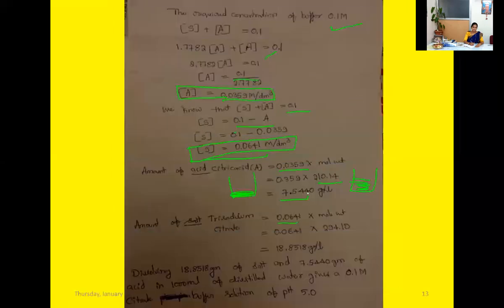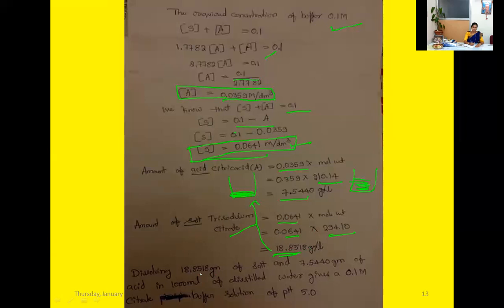Trisodium citrate, 294.10 grams. So same thing you will write here: salt multiplied with the molecular weight. Where did you get the salt? Salt is here, right, 0.0641. So 0.0641 multiplied with 294.1, the molecular weight of trisodium citrate. When you multiply, you will get 18.8518 grams per liter. So this is per liter, same as usual. Do the cross multiplication, check it for 15 ml.